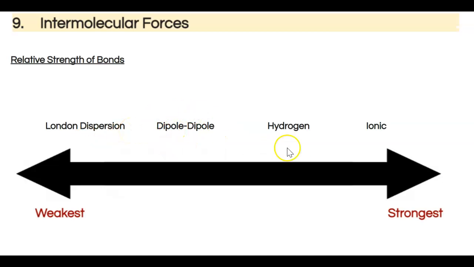Dipole-dipole is next. Hydrogen bonding is really just a subset of dipole-dipole. It's a little bit stronger. And then we have ionic at the top end. But of course, these are just generalizations, and we'd have to really look at individual scenarios. I hope that this was mostly a review for you and that when you see the practice questions in class tomorrow, you'll be able to navigate them.